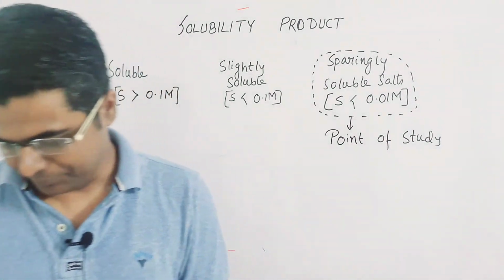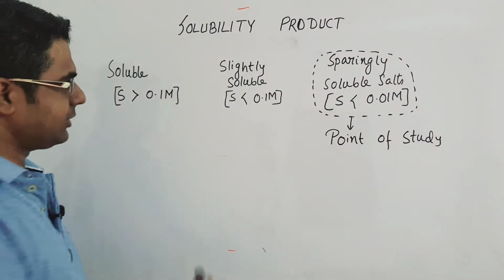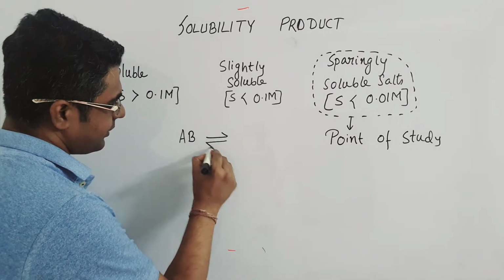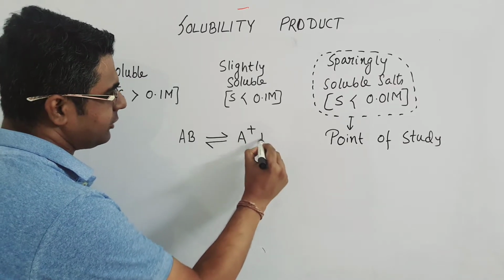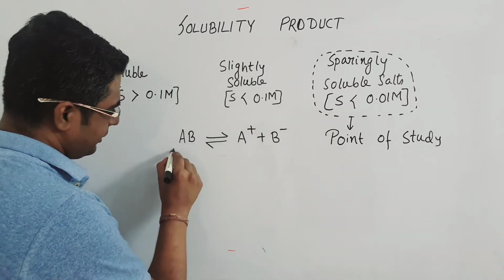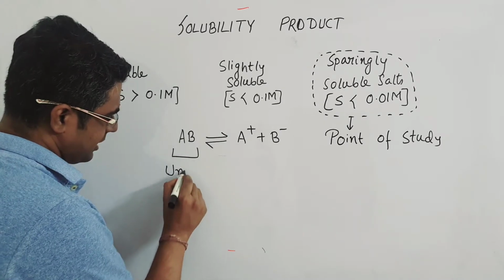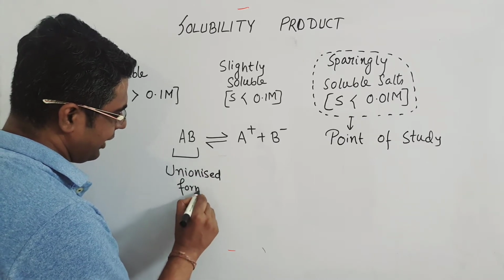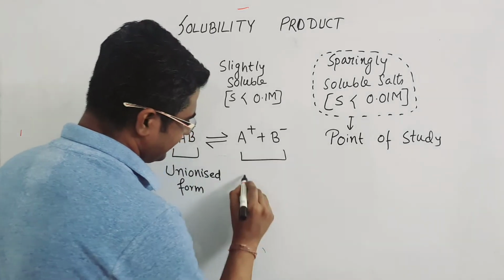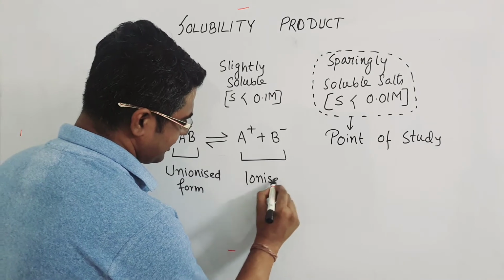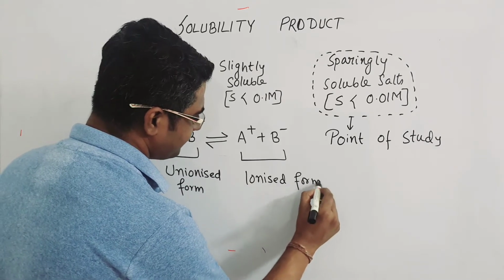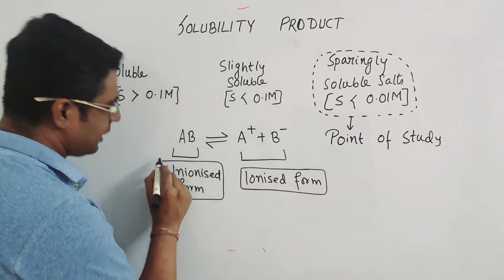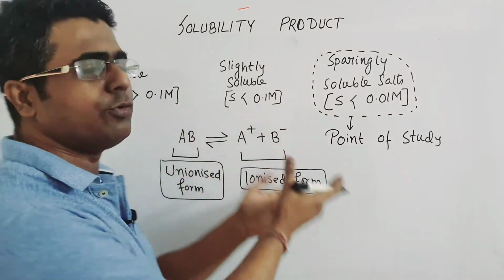Clear? Now let us take an imaginary salt, AB. When it goes inside water, it should dissociate as A plus and B minus. This is the unionized form, and this is the ionized form. So we are talking about a condition when AB is in equilibrium with A plus and B minus.